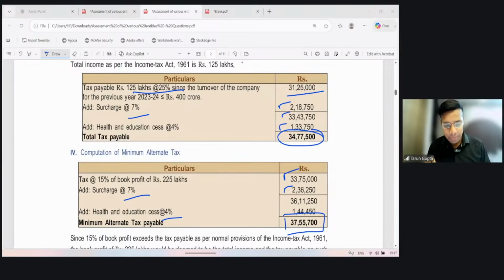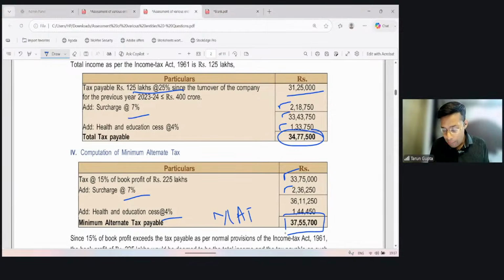So now in this question, I'll compare this MAT liability, 37 lakh 55,700, with the liability under normal provisions, 34 lakh 77,500. Whichever is higher, I will pay. So here the higher amount is the MAT liability. So the company shall pay this much amount.